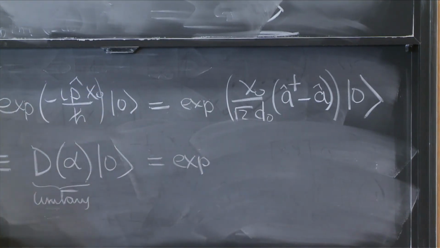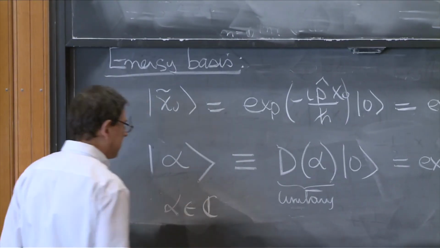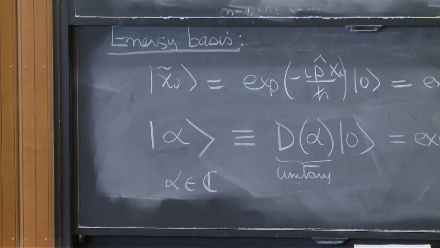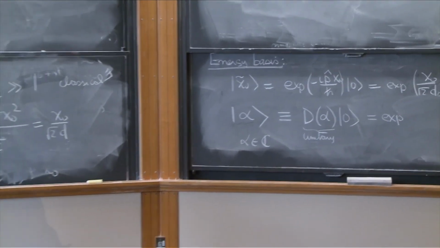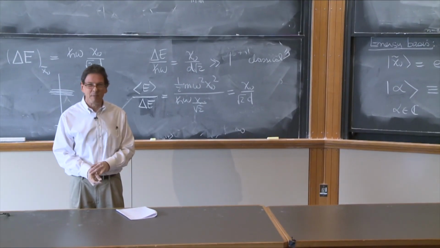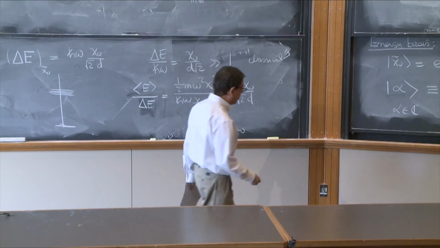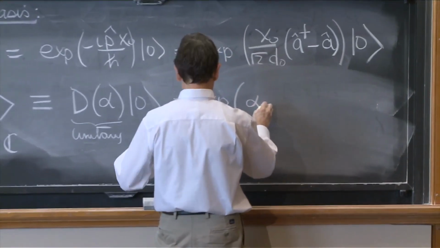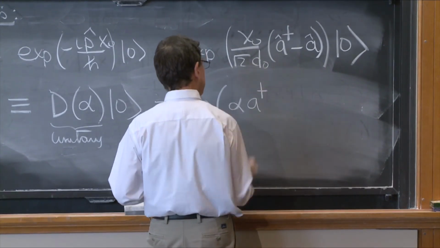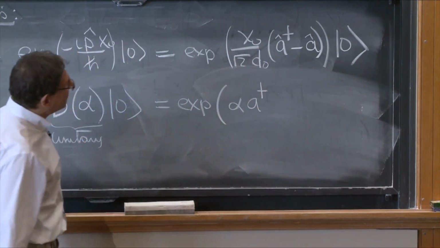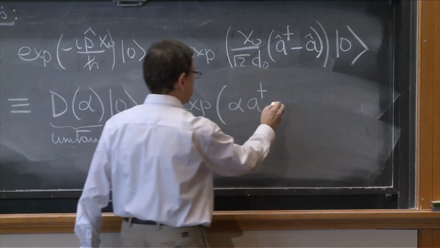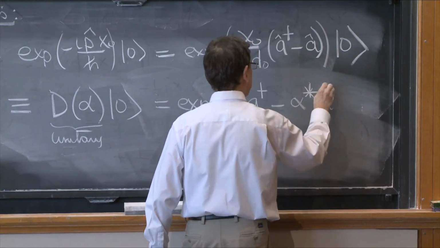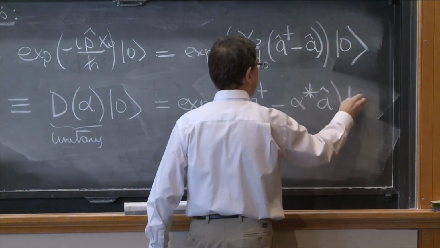Now this alpha will belong to the complex numbers. Quantum mechanics is all about complex numbers. You've got complex vector spaces, complex numbers. It's all over the place. So how do we do this? We do this exponential of alpha A dagger. And I want it to be anti-Hermitian, so I should put minus alpha star A, on the vacuum.